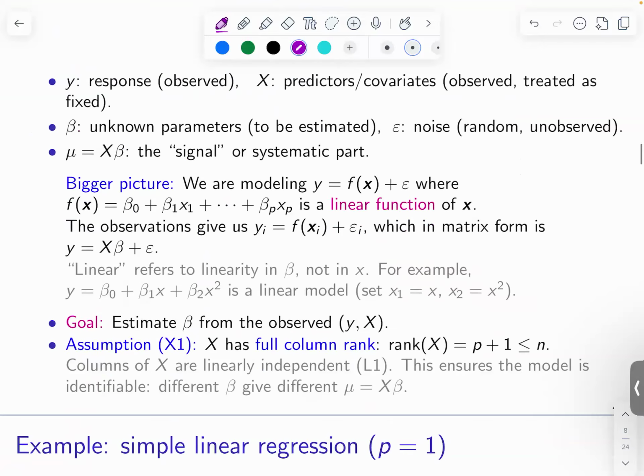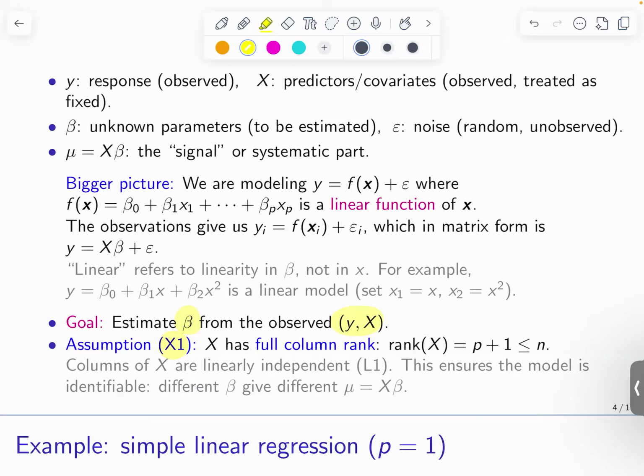That was an aside. So what is the goal? The goal is to estimate beta given the observations y and x. Hopefully you all know the problem. And then the only assumption we're going to make so far is an assumption about x, and I'm going to assume that x has full column rank.